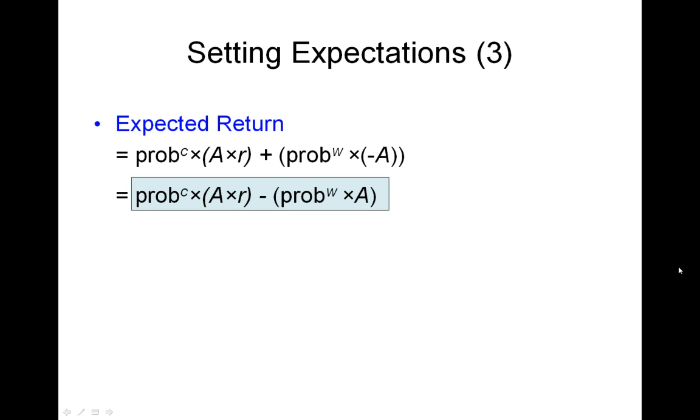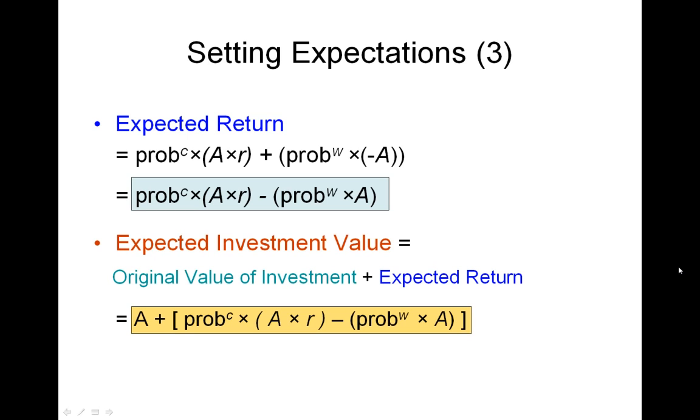And if we consolidate that equation, it looks like what's given by the term in the light blue rectangle. That's our expected return. Taking this into account, our expected investment value is the original value of our investment plus the expected return, which sums up to the amount in the light gold rectangle over there.